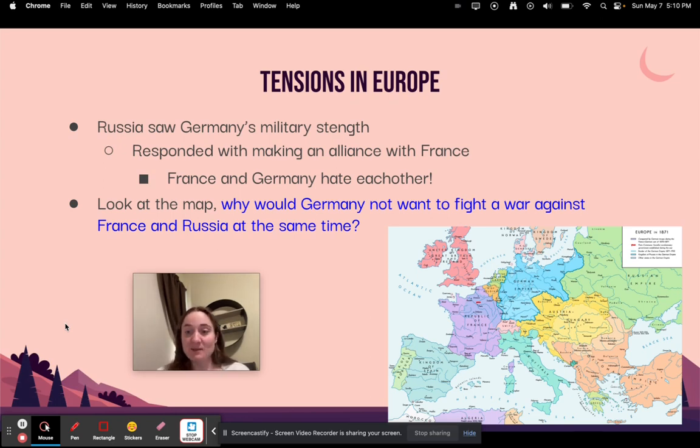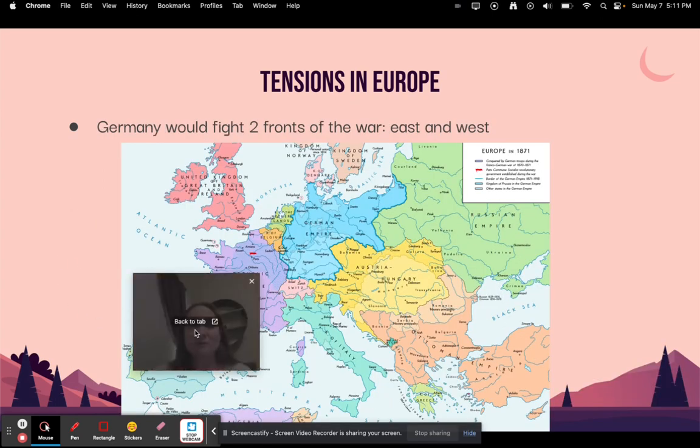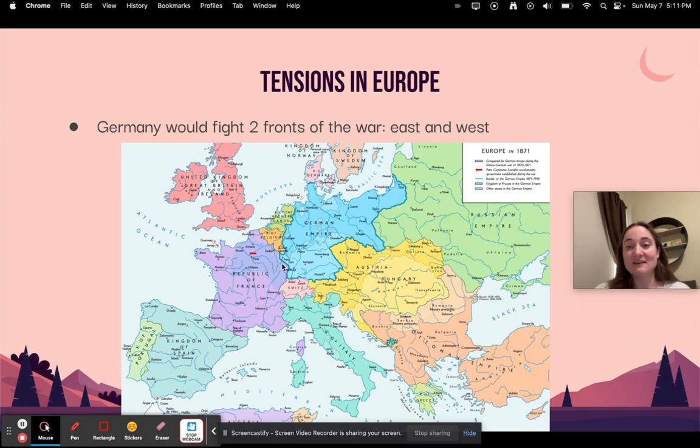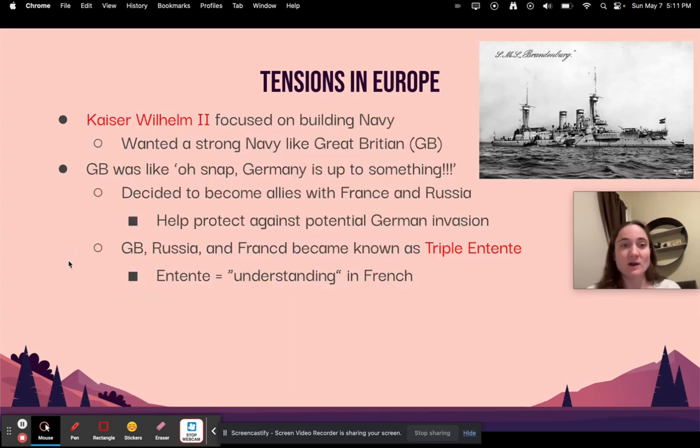So looking at this map right here, why would Germany, which is right here in that blue color, not want to fight a war against France and Russia at the same time? Germany would fight two fronts of the war. They would have to fight the Eastern Front against Russia and the Western Front against France. And Germany did not want to do that, although they would end up doing that at the end of World War I.